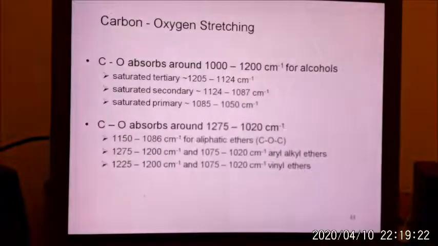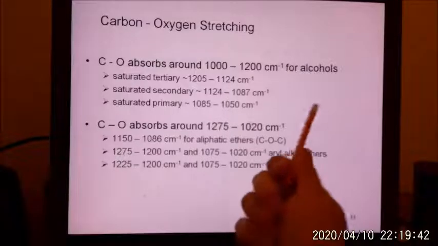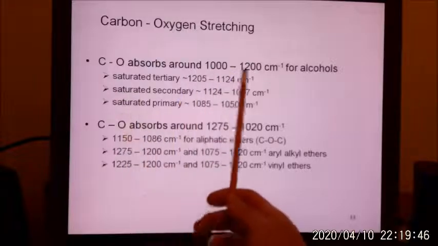For carbon-oxygen, we were talking about them not being super reliable. They are there, so you can assign them, but just be careful about relying on them only. Get additional information as well. For alcohols, you have a range from 1,000 to about 1,200.